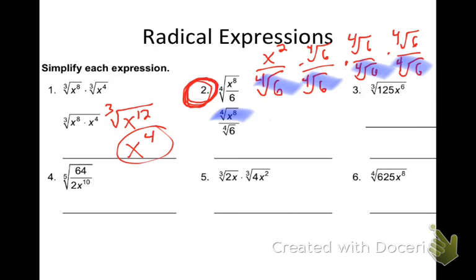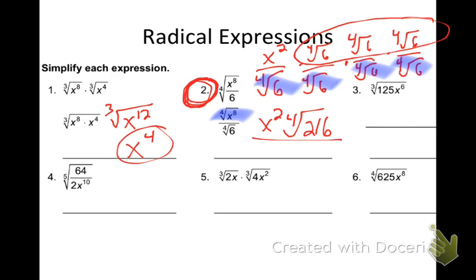So I'm left with x squared. Now, looking at my numerator right here, what is 6 times 6 times 6? 6 times 6 is 36. Take that times 6 again, and does anybody know what I get? 216. All over 6. Okay, and that is my final answer.